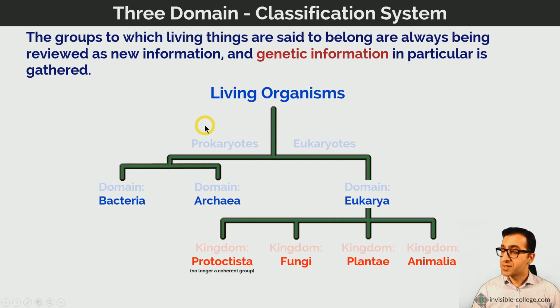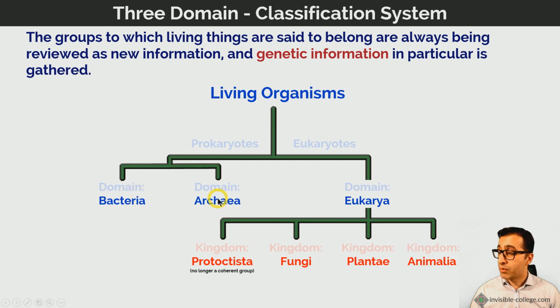So, under this 3-domain classification system, we divide all living organisms, all things that perform all of the 7 or 8 characteristics of life, into either prokarya or eukarya. Now, within the prokaryotes and the eukaryotes, there are 3 main domains. There are 2 prokaryotic domains, and there is 1 domain of the eukarya. So, living organisms are defined as being prokaryotes or eukaryotes according to the characteristics of their cells. Prokaryotic cells, as we'll see, have different characteristics to eukaryotic cells, and they have a different way in which the genetic material is organized. So we have these 3 domains.